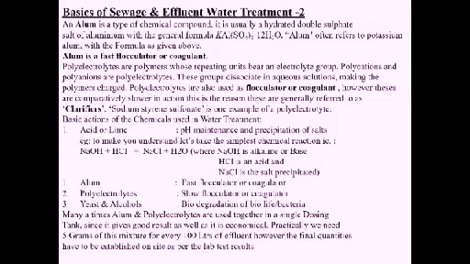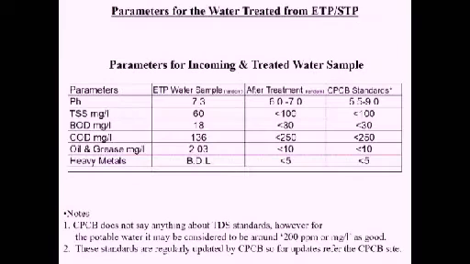If you ask the quantities, we need around 5 grams of this mixture for every 100 liters of effluent or sewer. However, the final quantities have to be established on site as per the lab test results. This is a slide which shows the parameters for water treated from STP or ETP.